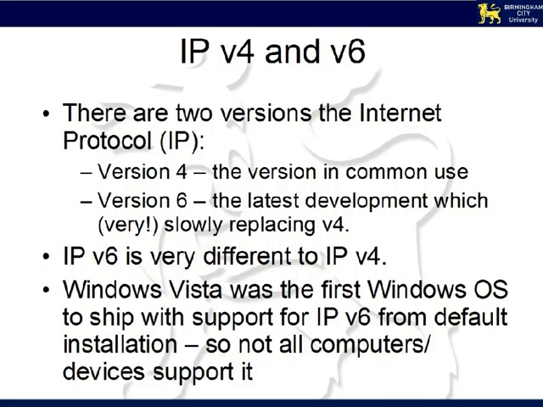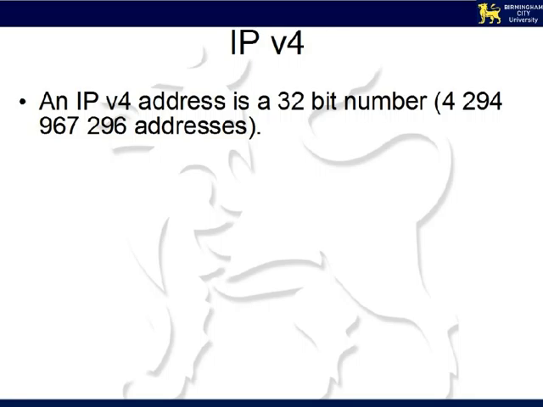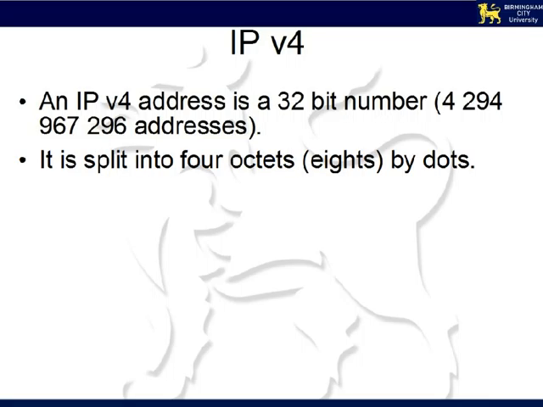So let's look a bit more at IP version 4 addressing. IP version 4 uses a 32-bit number to identify each device on the network. This is the IP address. This leads to just over 4.2 billion possible addresses. The IP address, though, is commonly written in decimal, split into 4 groups of 8 bits, or octets as we call them, separated by dots.